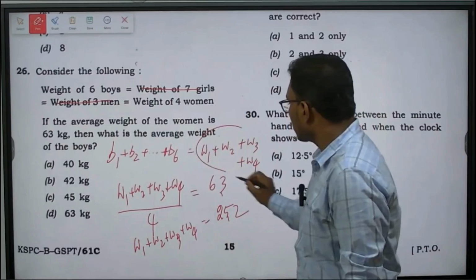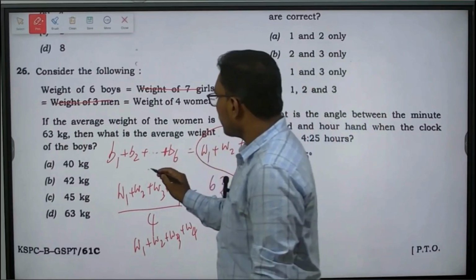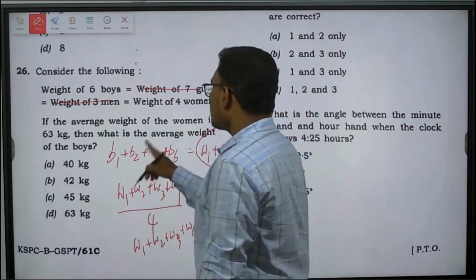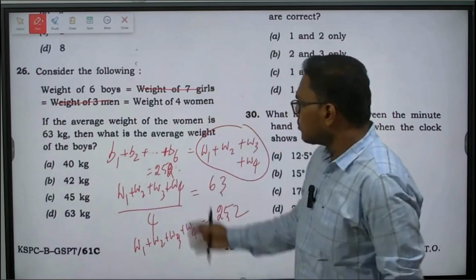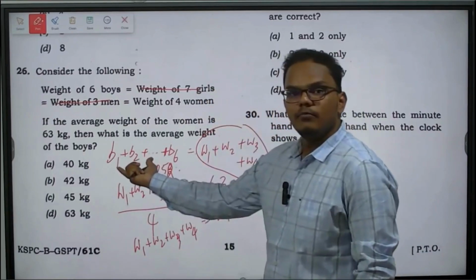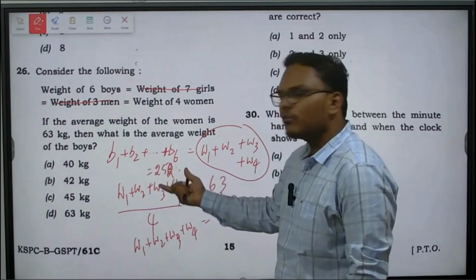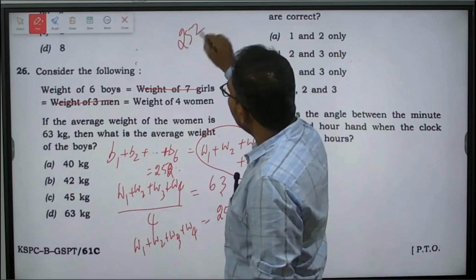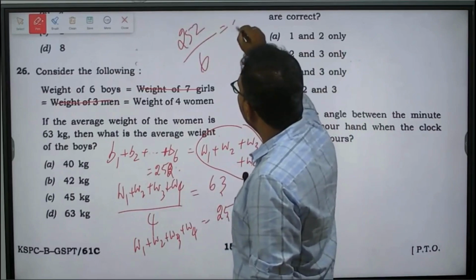So we have found this. This is nothing but 252. What is the average weight of the boys? The sum of the weights of the boys is 252, that is what we have found. What will be the average? Average for the boys will be 252 divided by the number of boys. You have 6 boys.